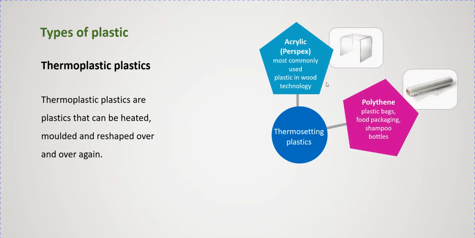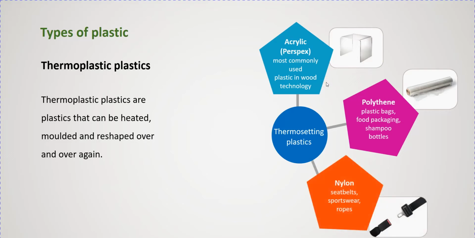Polythene is familiar to most people: plastic bags, food packaging, shampoo bottles, and also what we have here is cling film, used for wrapping food. That's all made from polythene. Next one here, we've got nylon. Nylon is used for seat belts, sportswear, ropes, and also in gears.